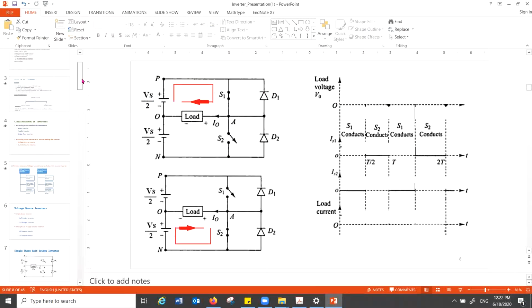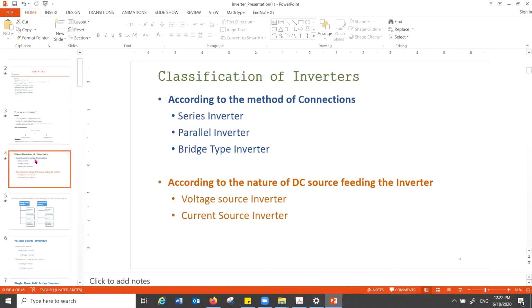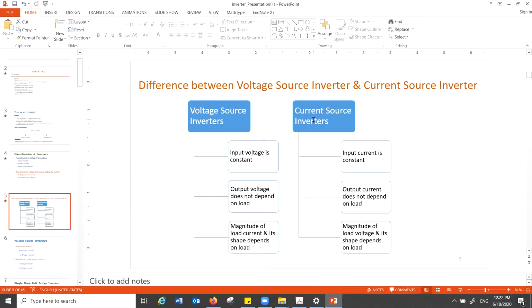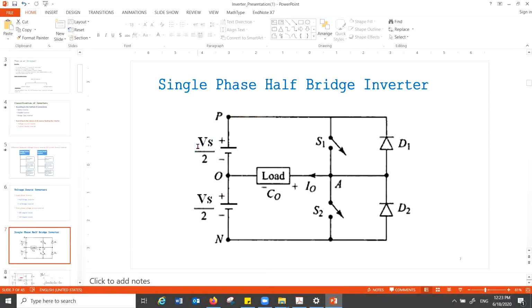We just repeat: what is an inverter, and the types of inverter based on DC source feeding and method of connection, and the difference between voltage source and current source inverters. In the voltage source inverter, the input voltage is constant, the output voltage doesn't depend on the load, and the load current and its shape depend on the load. In the current source inverter, the currents are constant and the load voltage depends on the load. Then the types we have discussed: single phase half wave, bridge and full.